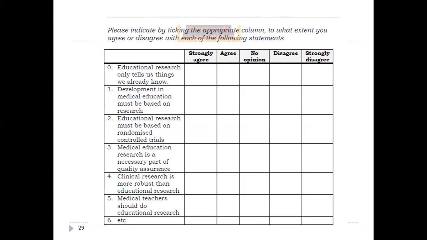Another example of a rating scale where we are rating medical education values from strongly agree to strongly disagree. Educational research only tells us things we already know, whether we agree or we don't agree, and whether we strongly agree or strongly disagree, or whether there is no opinion at all. So this is again another example of a rating scale.